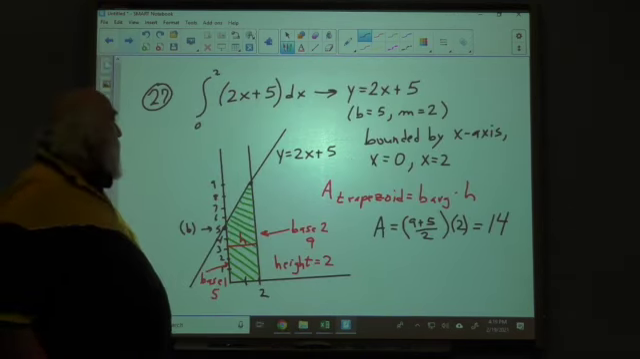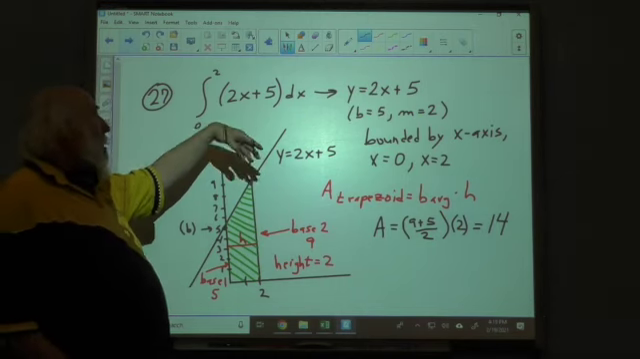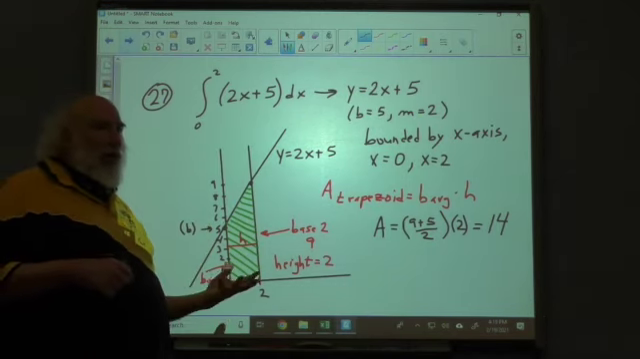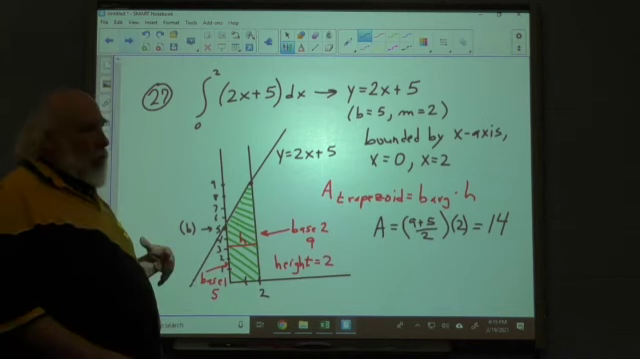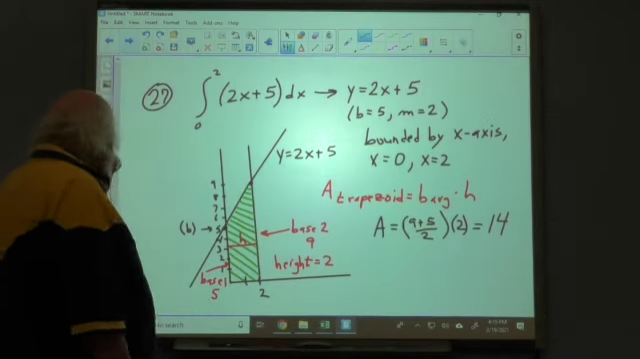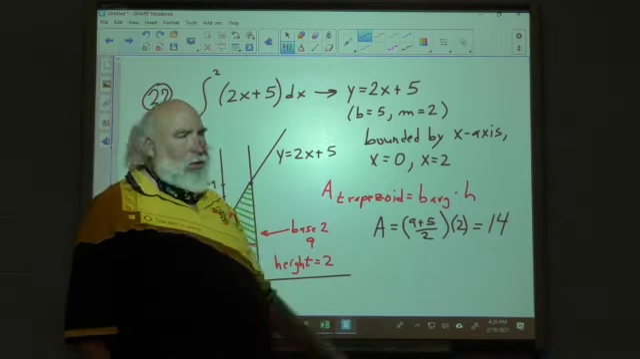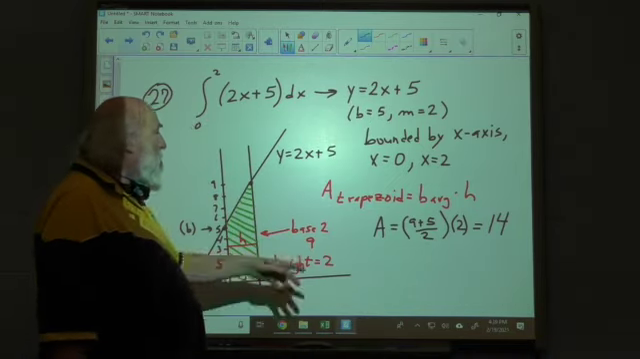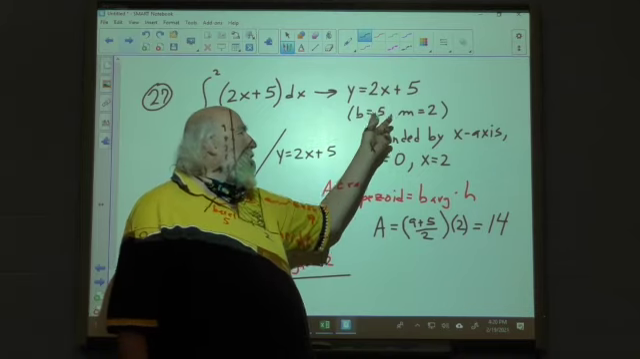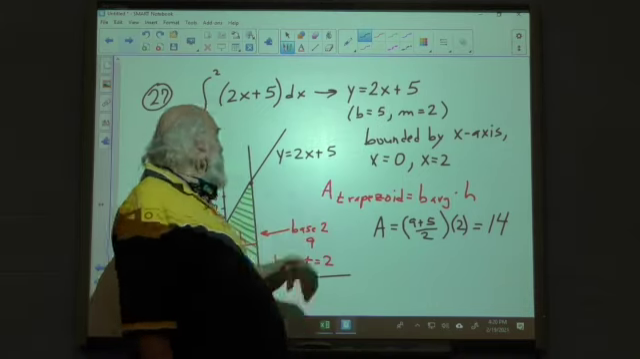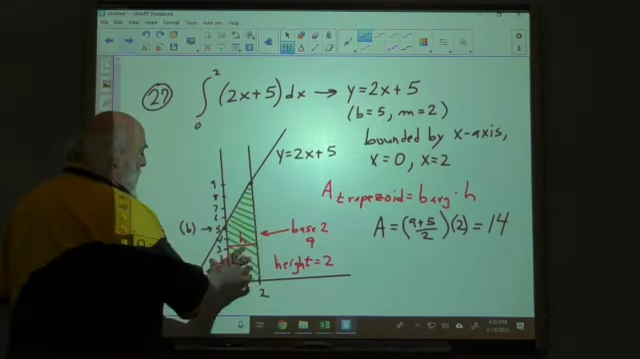Problem number 27, this is the integration we're dealing with. Now we're dealing with a line that isn't quite as easy to figure out, but we know some information about this. We write this as the function y equals 2x plus 5. Well, b is 5, that's the y-intercept. m is 2, that's the slope. So we have this right here.